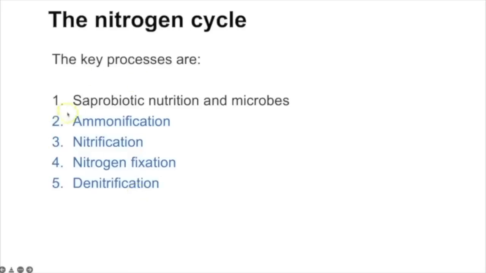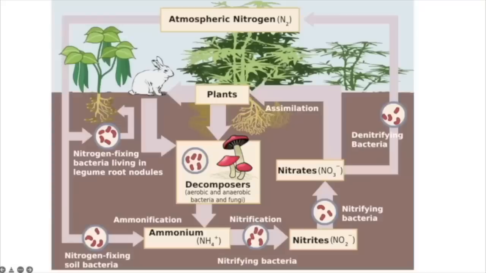But you also need to be aware that saprobiotic nutrition and microbes are essential for all of those stages highlighted in blue. So saprobiotic nutrition is referring to when microbes are feeding on dead plant matter or waste, and it's the microbes that are going to be doing that. So if we have a look at the cycle, we have nitrogen gas in the atmosphere. There'll be nitrogen fixing bacteria that can convert that nitrogen into ammonia.